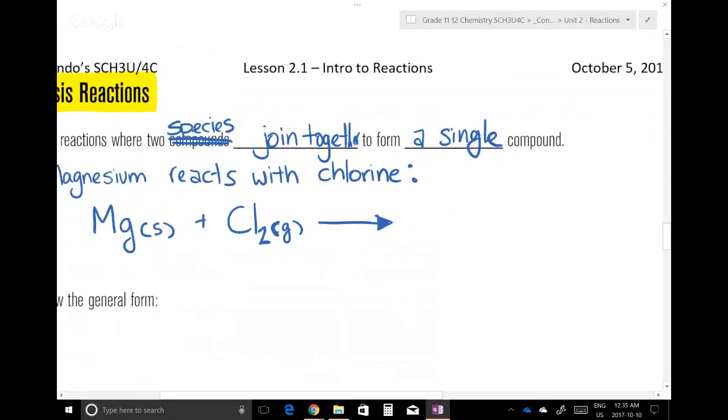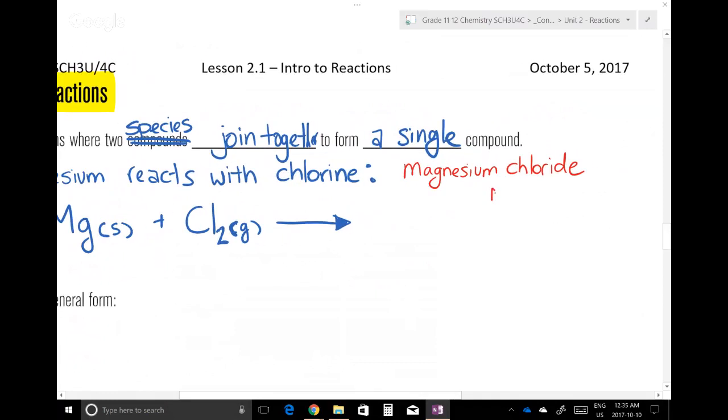Good. Specifically, they're going to make magnesium chloride. That's the only thing they can make, because we know what happens when a metal and non-metal come together. They can only come together in one way. And what charge does magnesium take? Magnesium takes a 2+ charge. Good. And chlorine takes what charge?